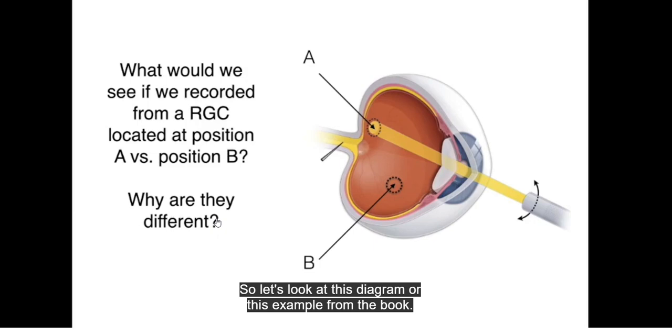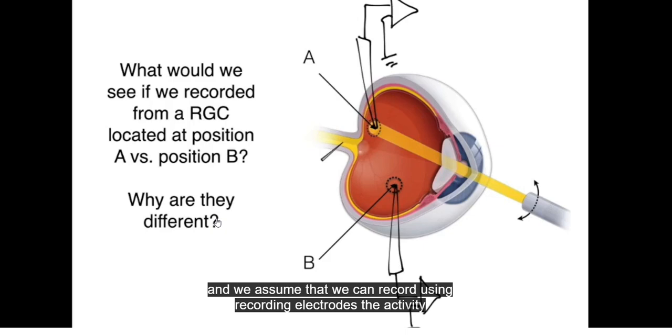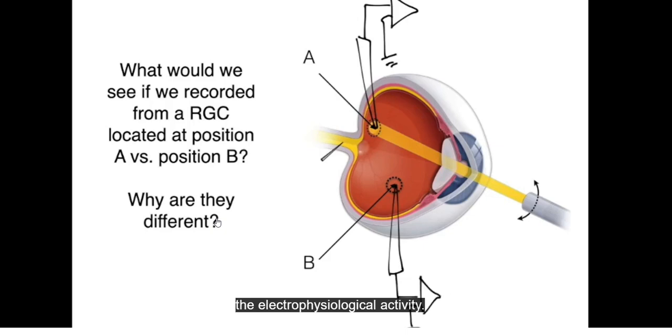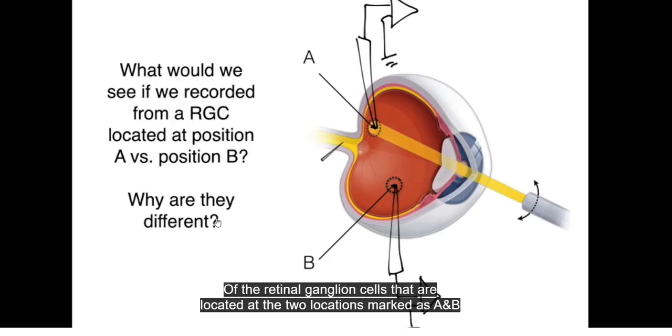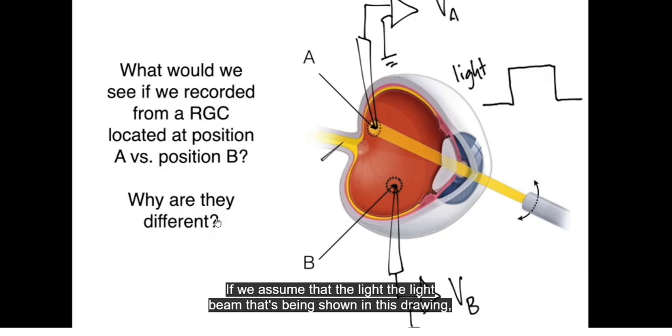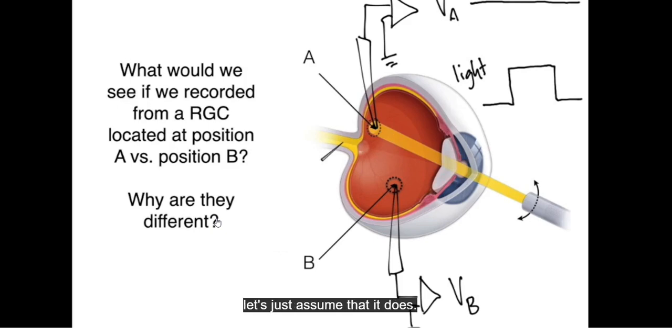So let's look at this diagram, or this example from the book. The idea is that we have two retinal ganglion cells, and we assume that we can record, using recording electrodes, the electrophysiological activity of the retinal ganglion cells located at the two locations marked A and B on this drawing. If we assume that the light beam shown in this drawing turns on and then off with the profile shown here, what do we expect the response of a retinal ganglion cell at location A to look like? Well, let's just assume that this retinal ganglion cell fires when it's in the light. As we'll see, this assumption might not be exactly correct, but let's just assume that it is.